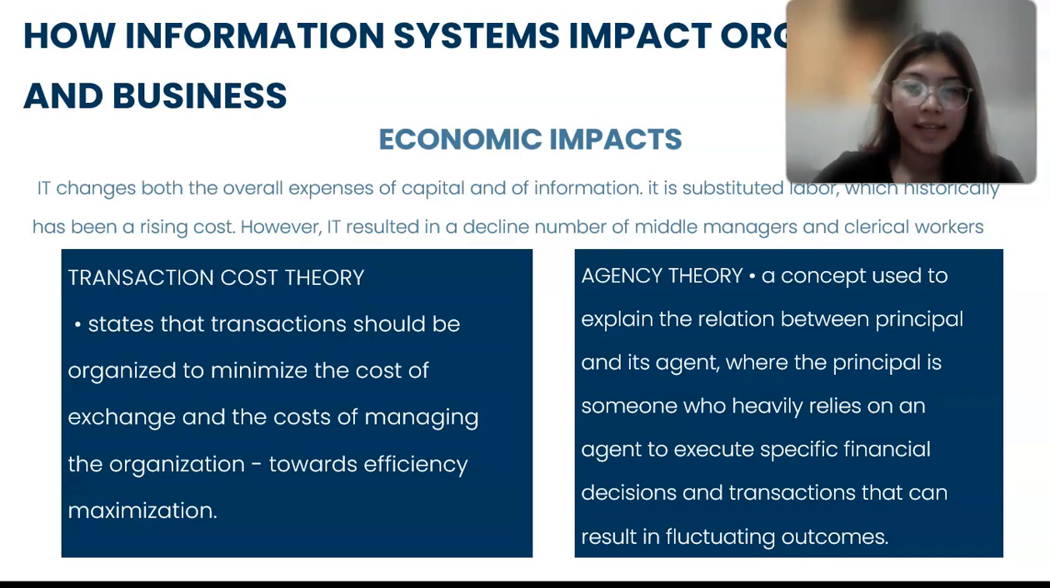We have two theories related to economic impacts. These are the transaction and agency theory. Transaction cost theory states that transactions should be organized to minimize the cost of exchange and the cost of managing the organization towards efficiency maximization. With this theory, information technology reduces transaction costs in the organization. For example, instead of the procurement officers going to different stores to canvass, we now have a supplier database which helps in identifying the right supplier for the company.